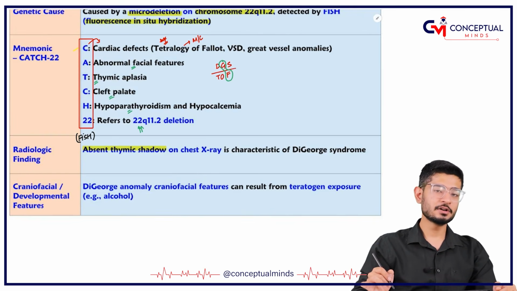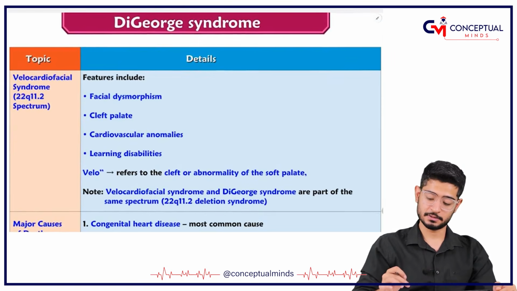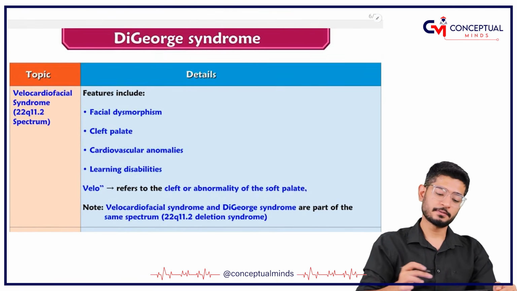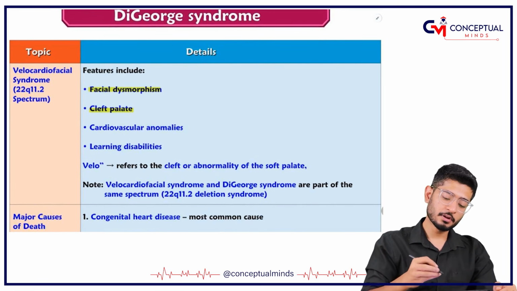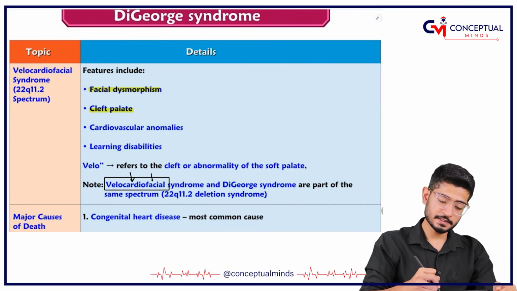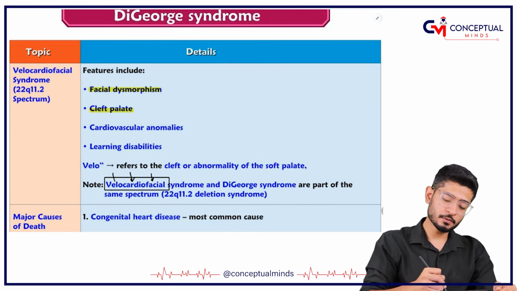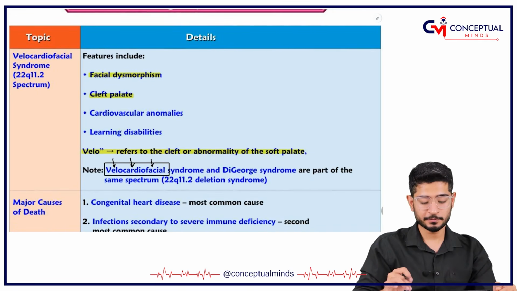DiGeorge abnormality can also occur in alcoholic mothers. So what are the features? I've told you there is facial dysmorphism, cleft palate, cardiovascular abnormalities, all these things. Now understand, they term one important thing. This is called Velocardiofacial Syndrome. Cardio means heart, facial means face, and velo refers to the palate, so the cleft palate or abnormality of the soft palate.